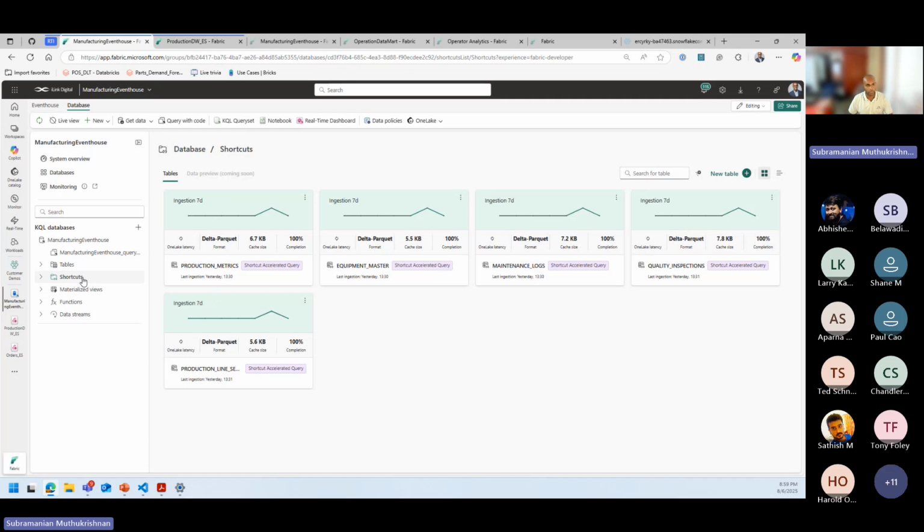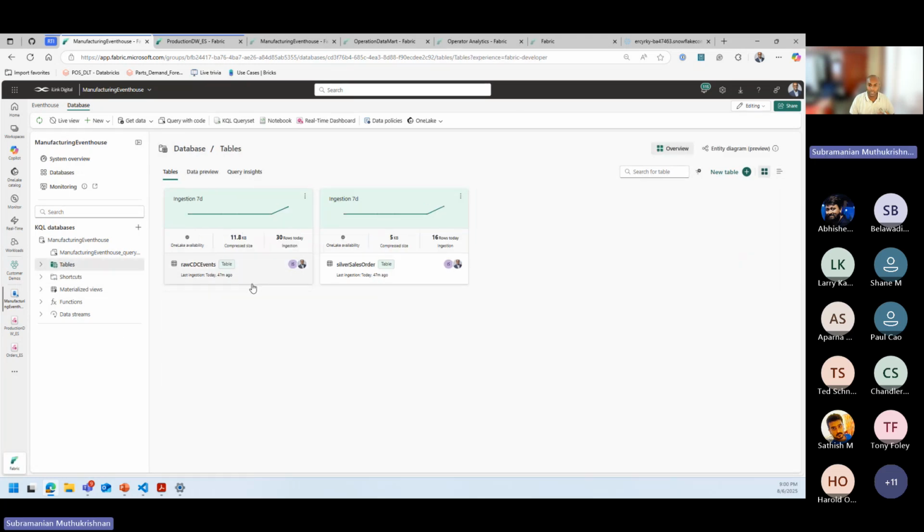In a nutshell, all you're seeing here is the Snowflake data resides in Snowflake, but it's not really physically moved into Fabric. And as you could see here, we have a bunch of tables like production metrics, maintenance logs, quality inspections, production line sensors. All these are operational data coming from Snowflake in near real time. And we have the data coming from orders or transactional systems from the ERP coming from SQL Azure.